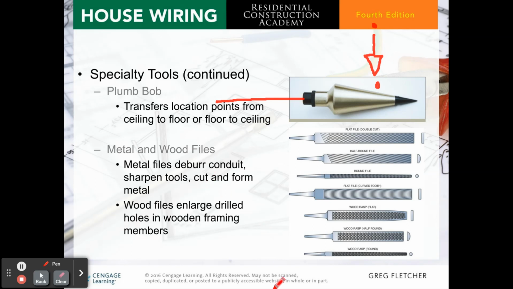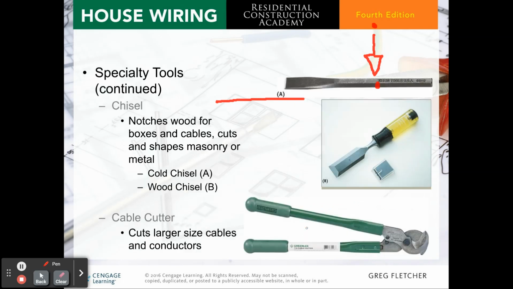Metal and wood files. Metal files deburr conduit, sharpen tools, as well as cut and form metal. Wood files enlarge drilled holes in wooden framing and members. You'll see the difference between the metal and the wood. The wood tend to be much more coarse than what the metal are.